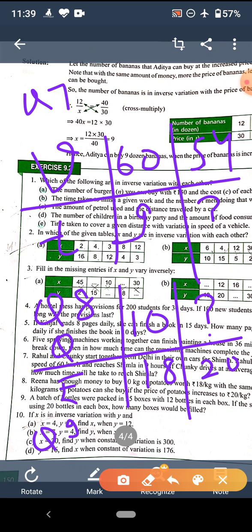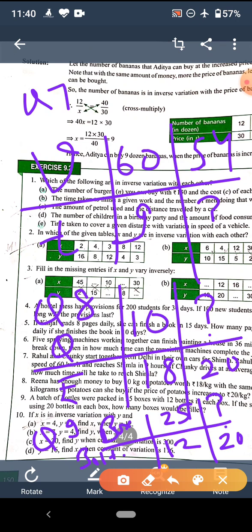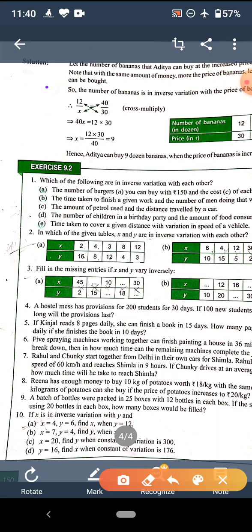Question number 9. A batch of bottles were packed in 25 boxes with 12 bottles in each box. Okay, so how many boxes are there? The boxes are 25, in each box there are 12 bottles. Fine. Now if the bottles per box are 20, then how many boxes are there? x1 y1 is equal to x2 y2. And in the 10th question it is given that x is in inverse variation with y. x is given, y is given, find x. So you can calculate it easily.